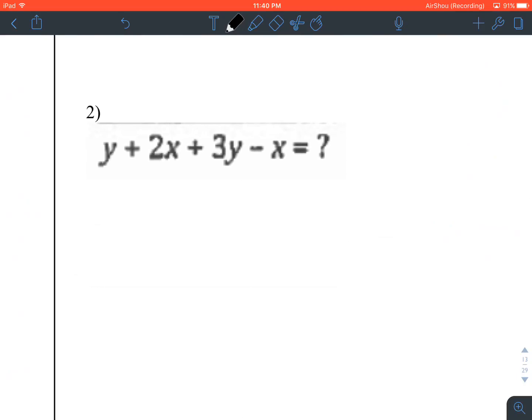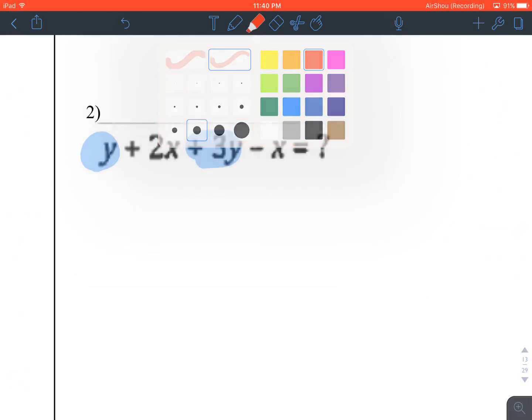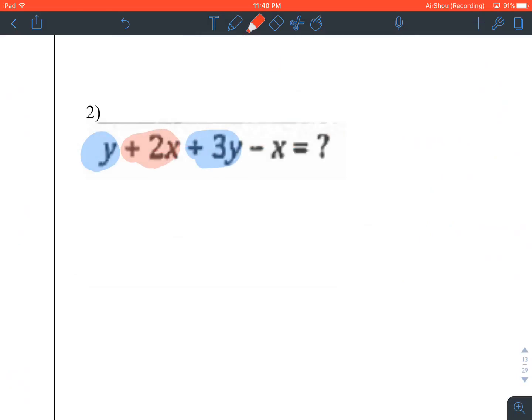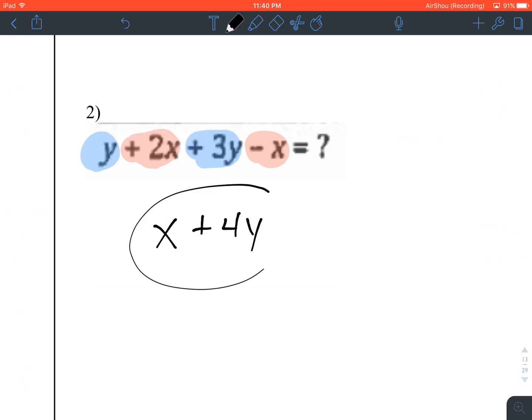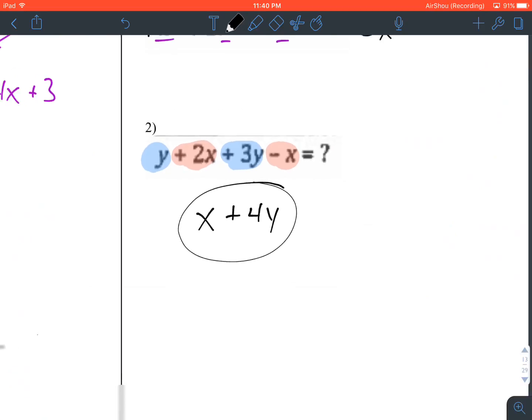Next example. Like terms: y plus 3y are like terms, same variable, same exponent. Plus 2x and a minus x are like terms. So 2x minus x is x, y plus 3y is 4y, so that's what that simplifies to.